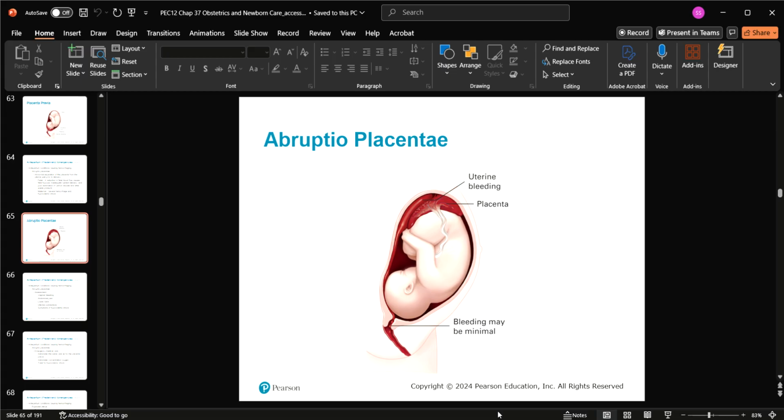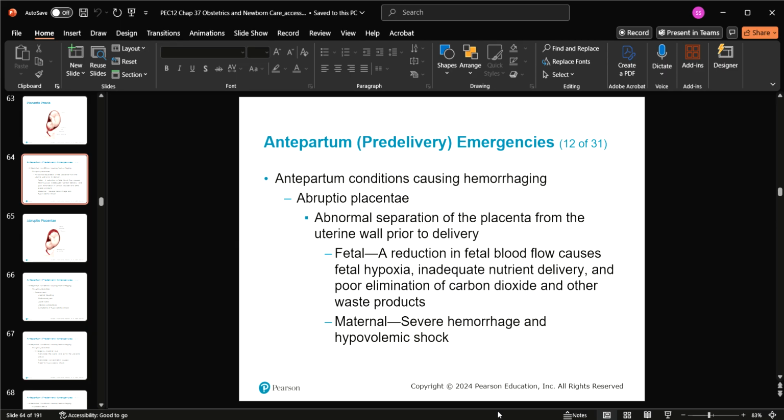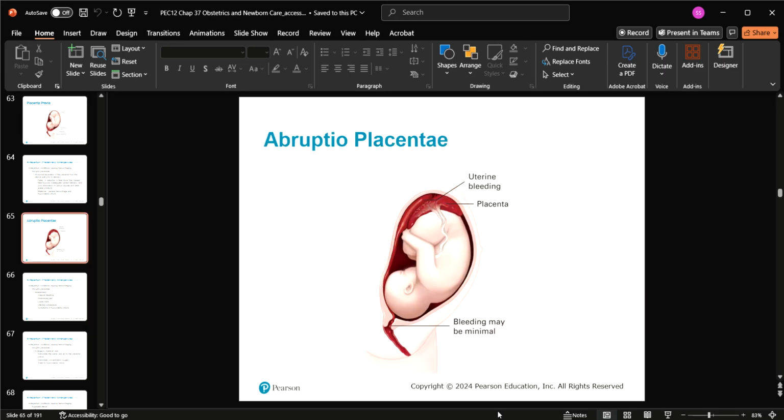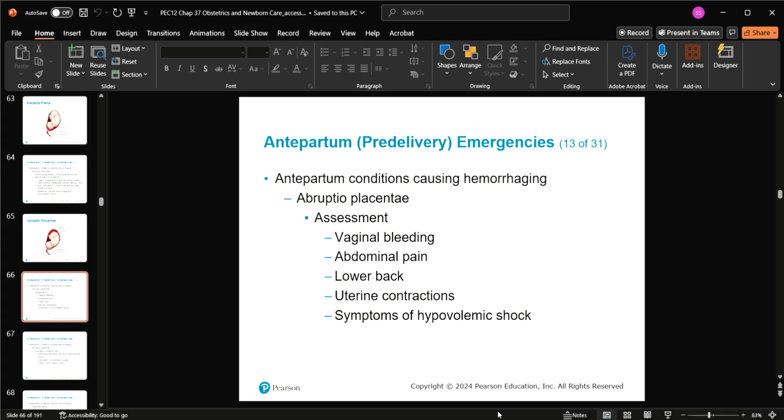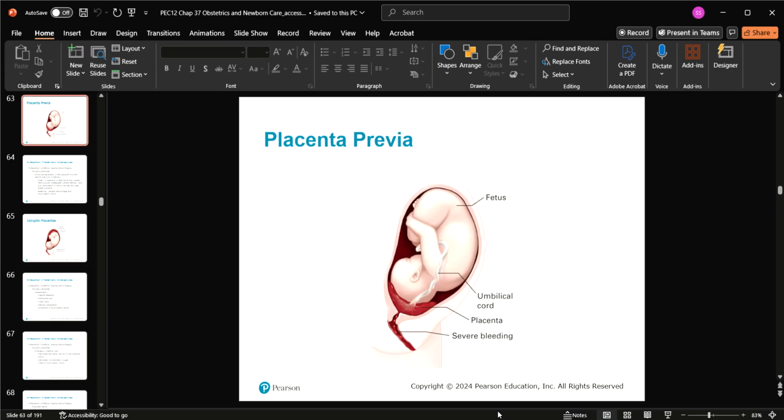With abruptio placenta, the bleeding may be minimal, but you can still have severe hemorrhage and severe hypovolemic shock. So in abruptio placenta, they're going to complain of severe pain. Okay, placenta previa, minimal to no pain. All right, but blood is typically present in both.